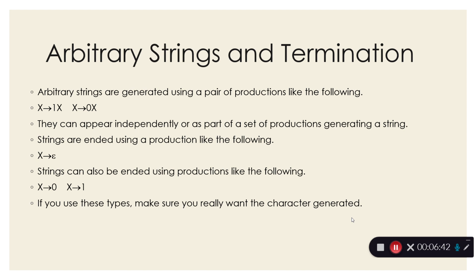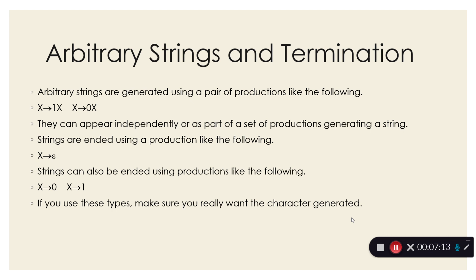That symbol, x, appears 4 times, and that's the pattern you want for generating arbitrary strings. Now these could appear independently or as part of a set of productions that generate some string the way we did in the previous example. We'll show examples of doing this independently as well. And of course, strings are ended using a production like the following: x goes to epsilon.